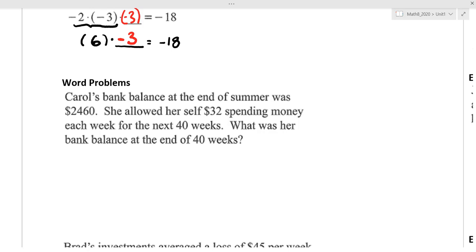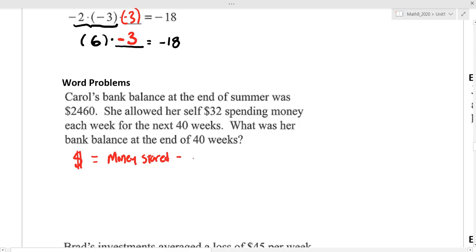Okay? So it says Carol's bank balance at the end of the summer was $2,460. She allowed herself $32 of spending money each week for the next 40 weeks. What was her bank balance at the end of the 40 weeks? Okay? So let's make sense of this. So the amount of money she has is equal to the money she started with, right? Minus the money she spent, right?